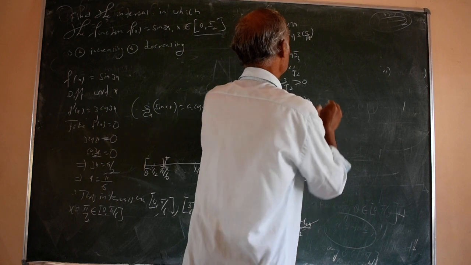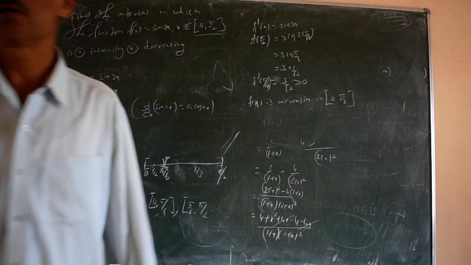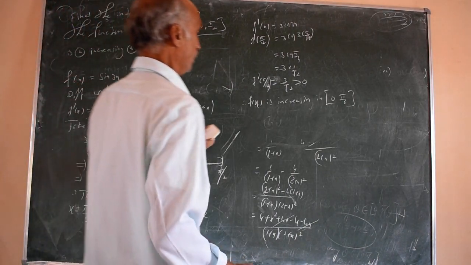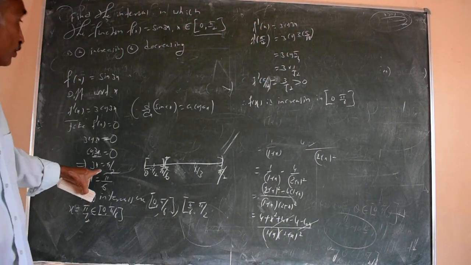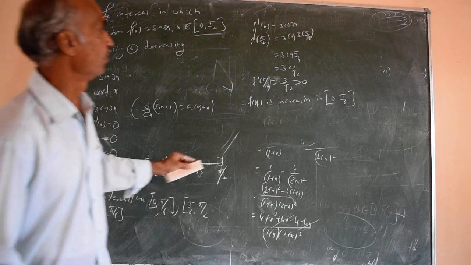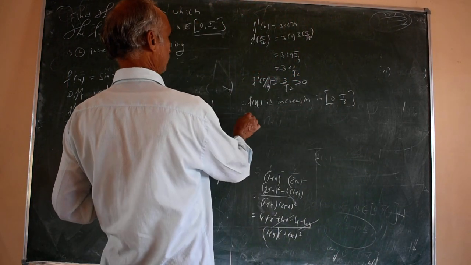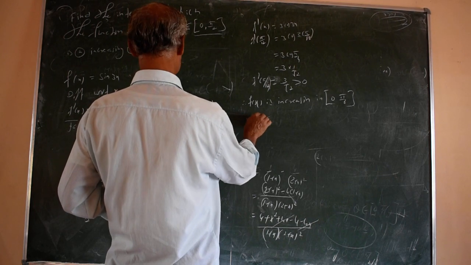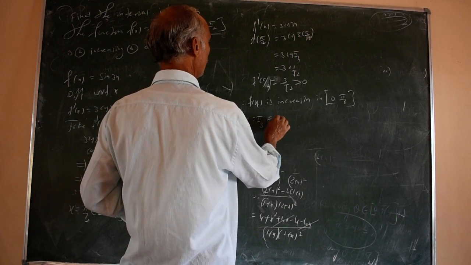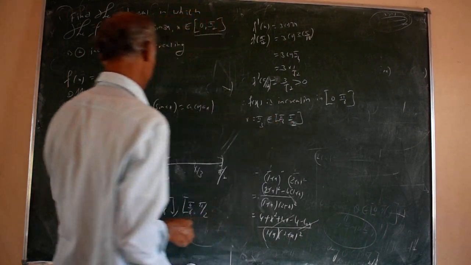In the closed interval 0 to pi by 6, increasing means take the closed interval, because at x equal to the boundary value pi by 6, therefore f of x is increasing from 0 to pi by 6. Now take another value in the second interval, x equal to pi by 3, which belongs to pi by 6 to pi by 2.